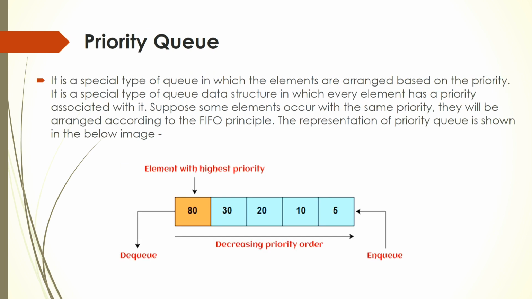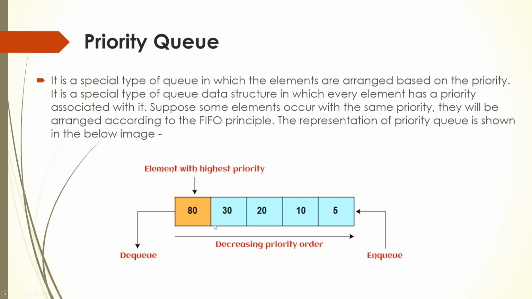Then comes the priority queue. It is a special type of queue in which the elements are arranged based on the priority. It is a special type of queue data structure in which every element has a priority associated with it. Suppose some elements occur with the same priority. They will be arranged according to the FIFO principle. The representation of priority queue is shown in the below image.